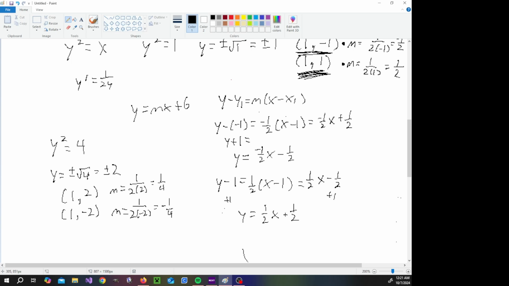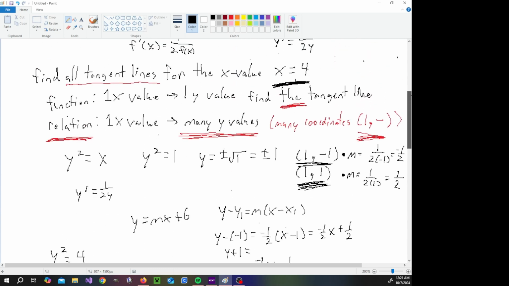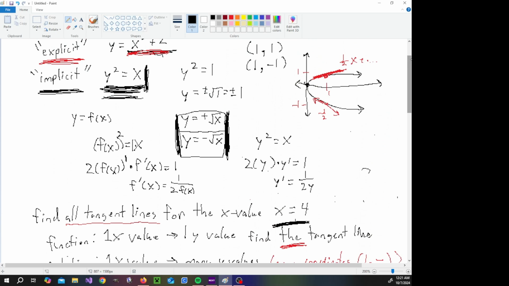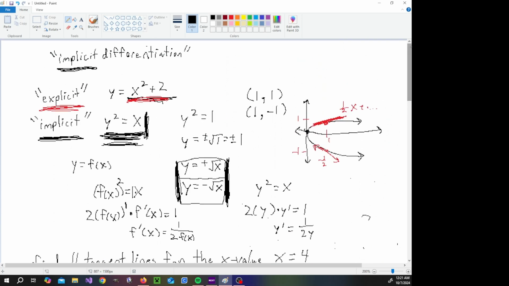Now I will say, I feel like I did something wrong with these two tangent lines. Oh, okay, no, never mind, I see it. So those look right. Okay, sorry. I take it back. Very good. So that is the basics for our implicit differentiation.